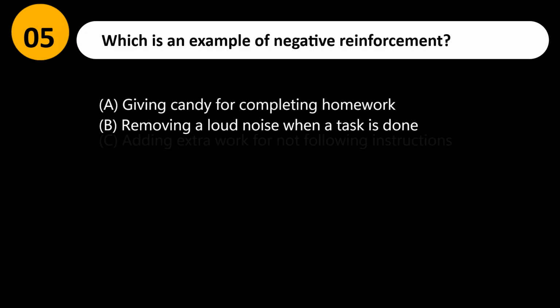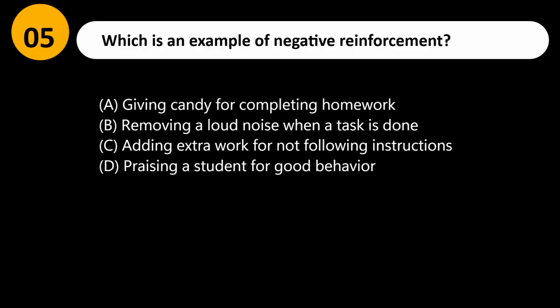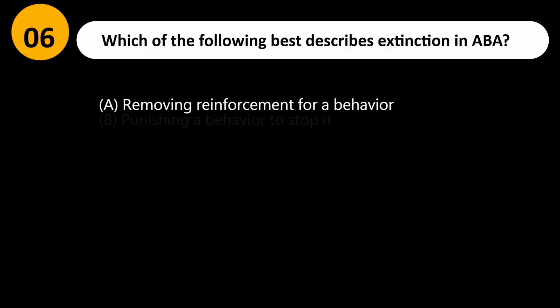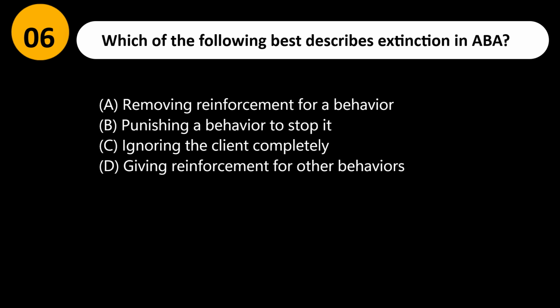Which is an example of negative reinforcement? A. Giving candy for completing homework. B. Removing a loud noise when a task is done. C. Adding extra work for not following instructions. D. Praising a student for good behavior. Answer, B. Negative reinforcement removes an aversive stimulus to increase a behavior, such as turning off a loud noise when work is completed.